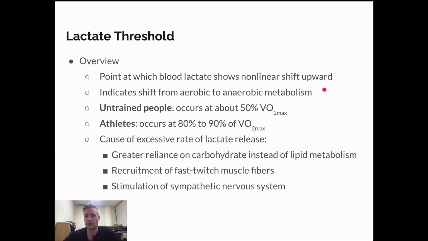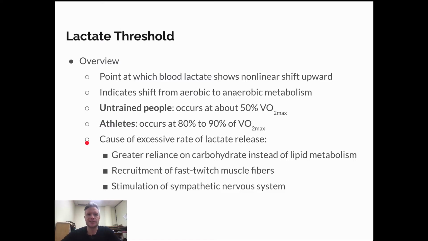And there's actually a couple of them that we can look at. So in untrained individuals, we'll see that this happens around 50% of someone's VO2 max. So it happens quite early on. And in athletes, we'll notice this lactate threshold occurs closer to 80%, sometimes up to 90% of their VO2 max. Now, 90% would be very well-trained individuals, whereas 80% would be more common for a hobbyist endurance athlete, okay?